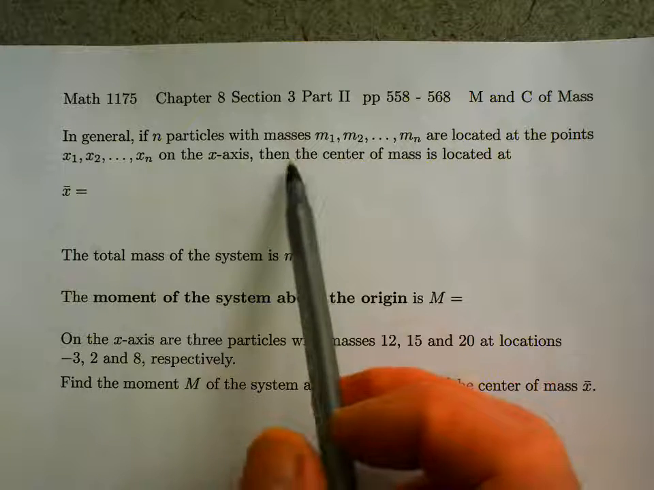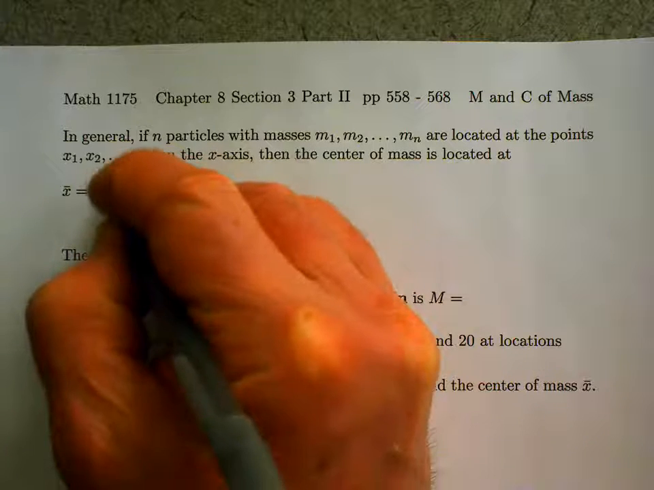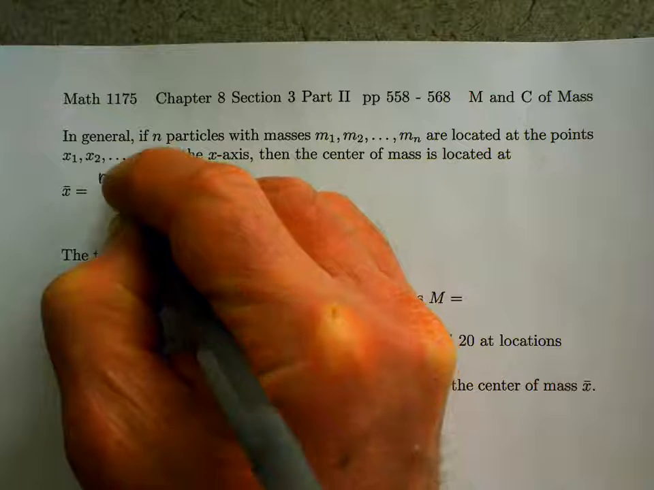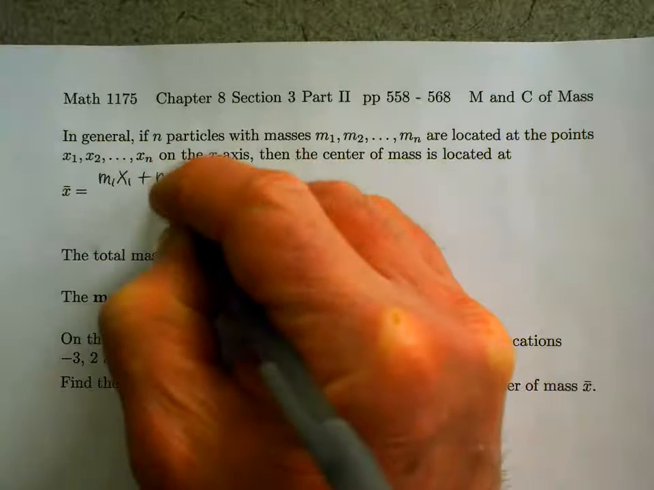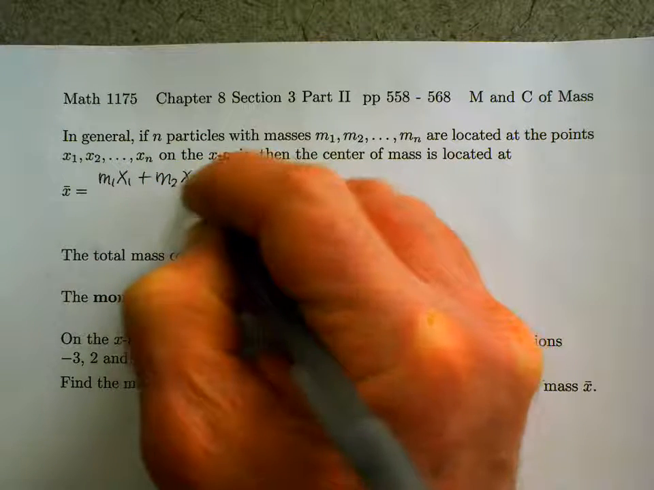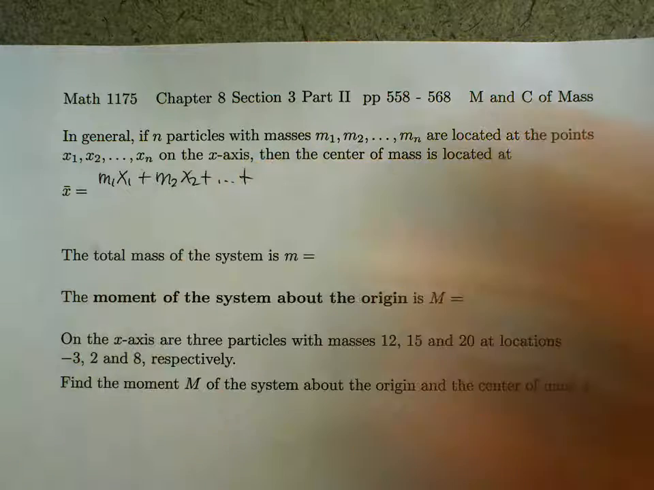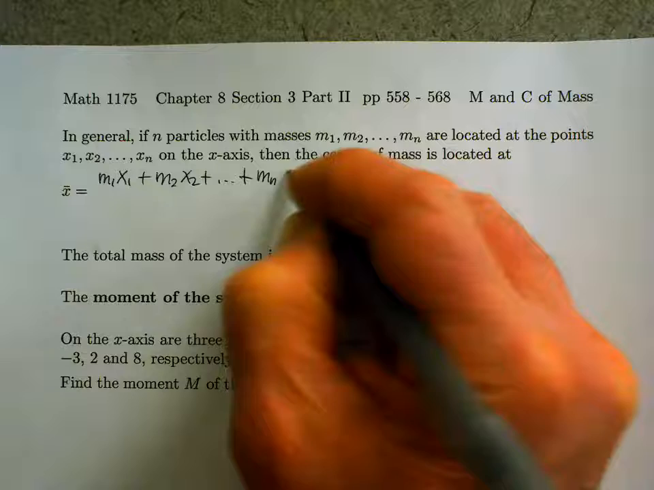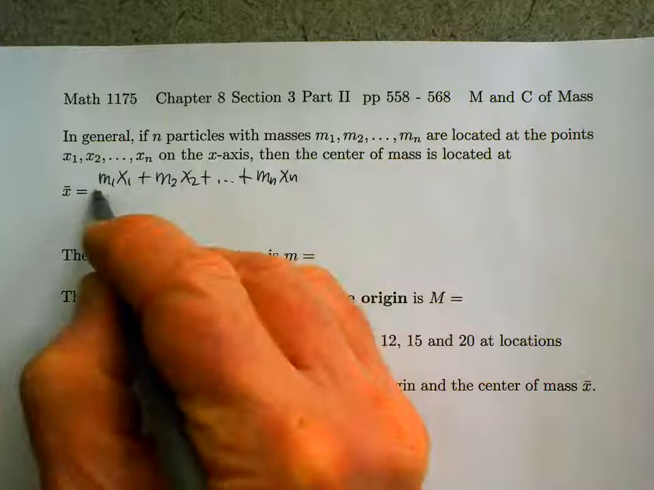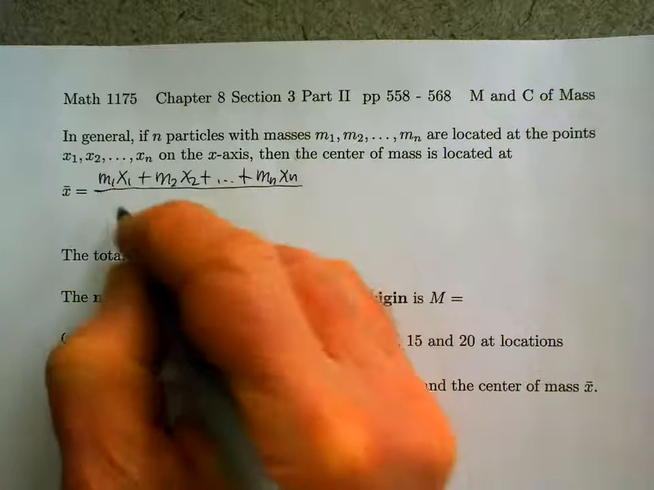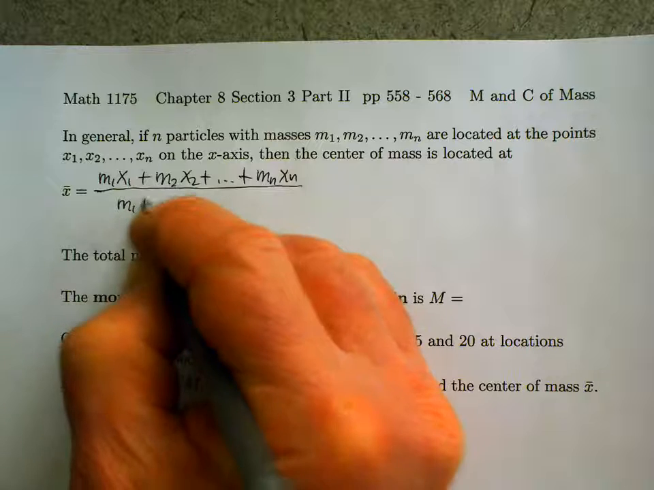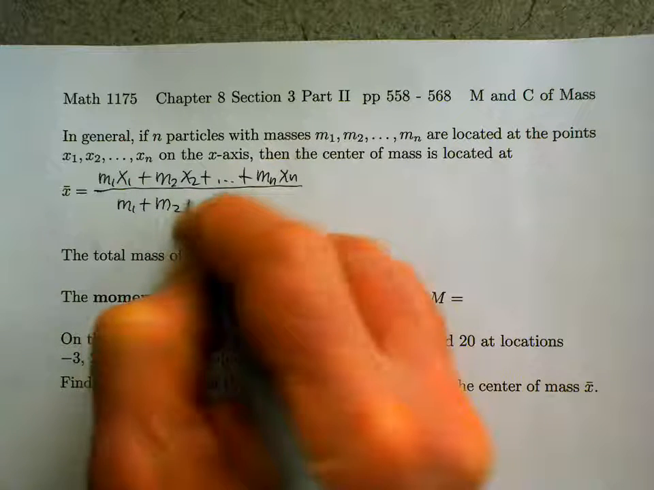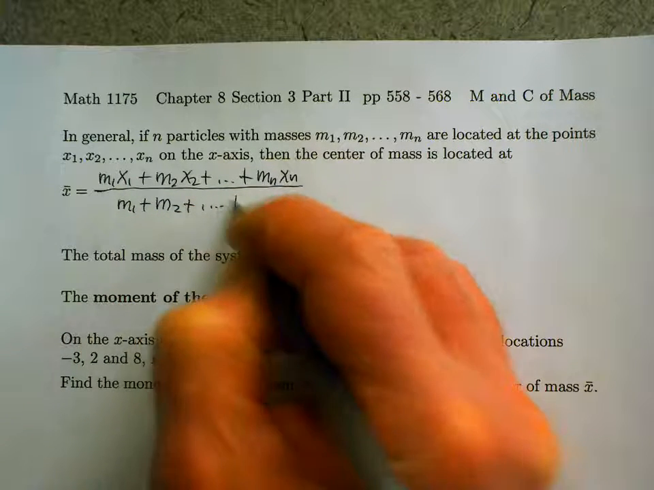So the moments are m1 times x1 plus m2 times x2 and so on. And the last moment that we add is m sub n times x sub n. And then we divide that by the sum of the masses, m1 plus m2 plus dot dot dot plus m sub n.